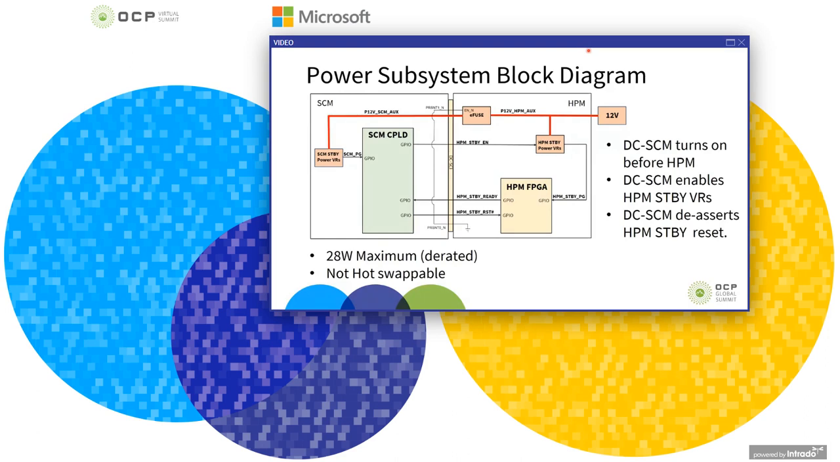So the figure below shows a typical power subsystem block diagram with an SCM. The 12-volt aux from the power supply is turned on to the SCM via this eFuse, which is enabled by these present signals. The eFuse is recommended in order to protect against overcurrent conditions. The standby VRs are the first to turn on, after which the SCM enables the HPM standby VRs via this HPM standby enable signal.